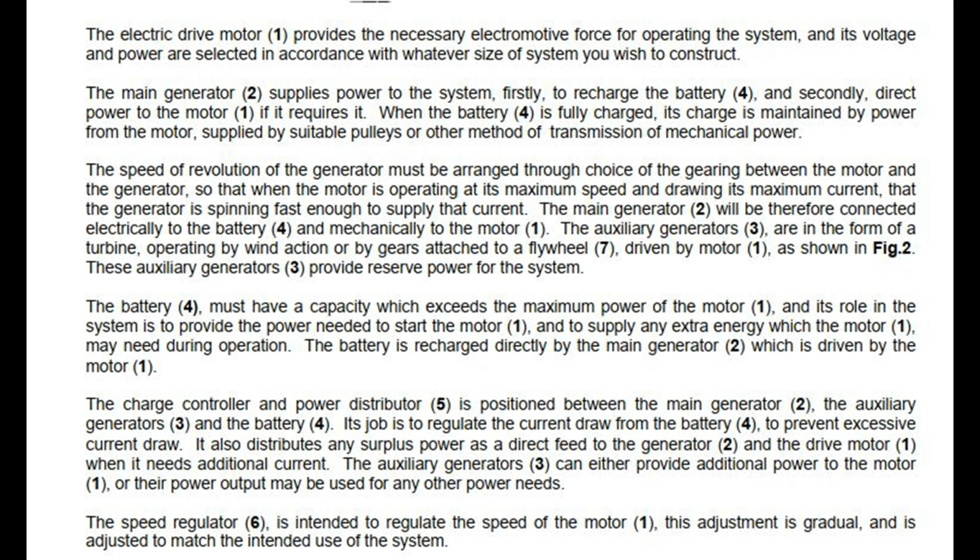The auxiliary generators, 3, are in the form of a turbine, operating by wind action or by gears attached to a flywheel, 7, driven by motor, 1, as shown in Fig. 2. These auxiliary generators, 3, provide reserve power for the system.